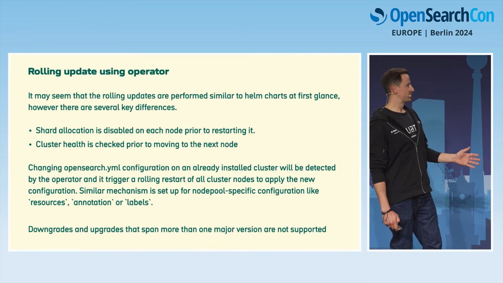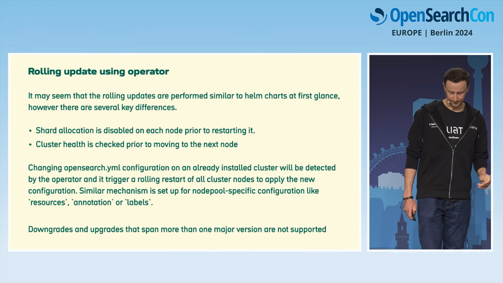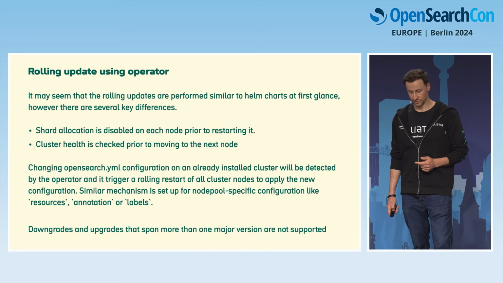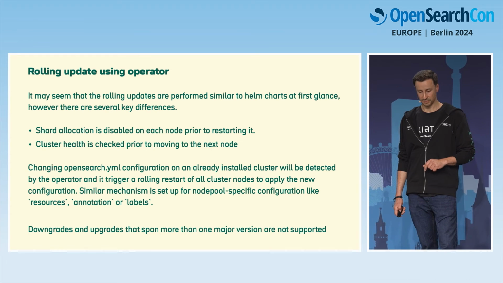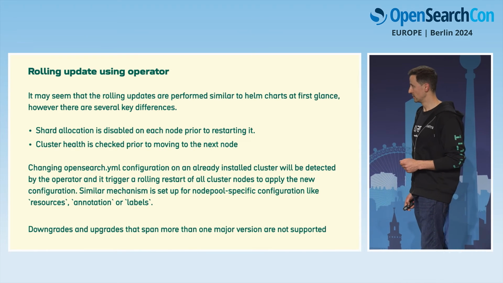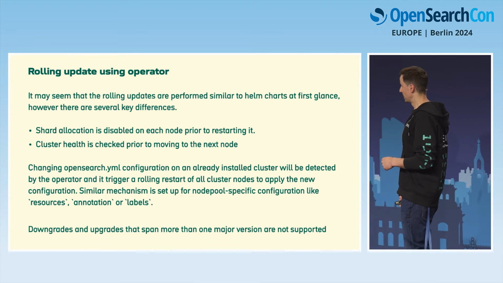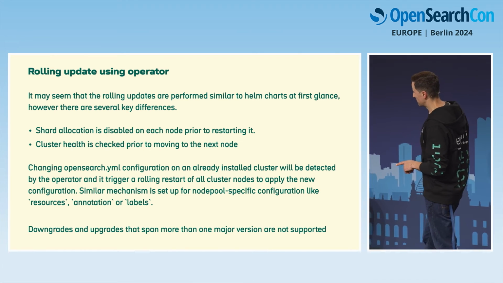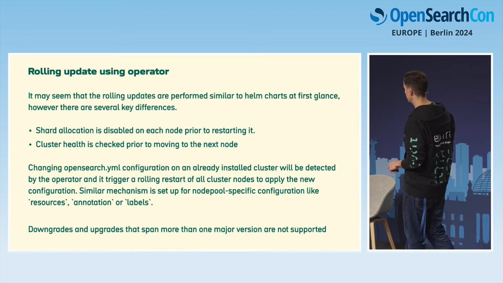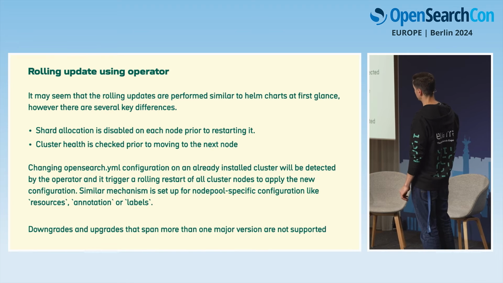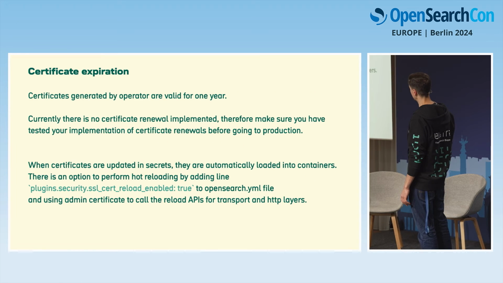Changing the OpenSearch YAML configuration on an already installed cluster will trigger the roll and restart on all the nodes and apply the new configuration. The same applies to any annotations and resources and labels and so on. A little caveat at the bottom: downgrades that span more than one major version are not supported. It could leave your cluster in a very unhealthy state.